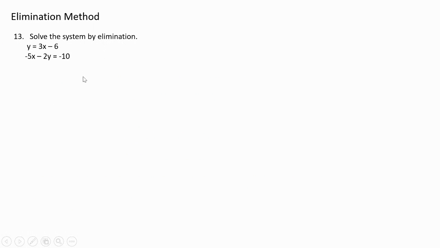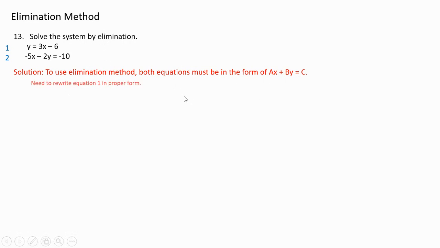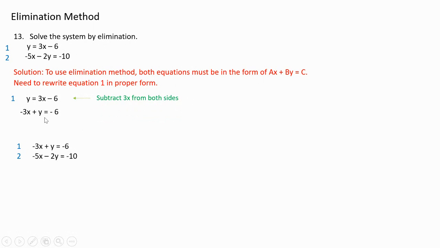To use this method, both equations must be in the form of ax plus by equals c. If we notice, equation 1 is not in that form. So I need to rewrite equation 1 in proper form. I'm going to subtract 3x from both sides. You see, now it's in proper form. So we have equation 1 and equation 2.